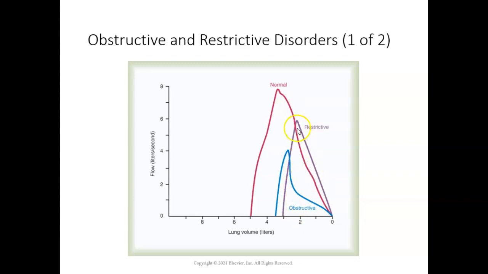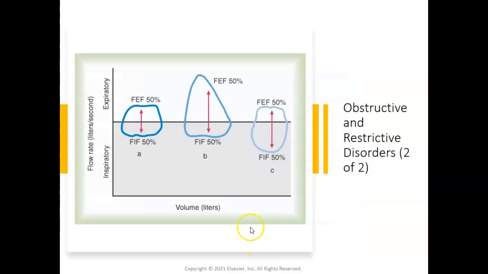With restrictive diseases, my flow isn't an issue. I can get my flow rate out just fine, I get a good, nice peak flow rate, and my flow comes back to baseline rather quickly as well. It's just that my volume is a lot smaller than in a normal lung. My overall volumes are smaller.